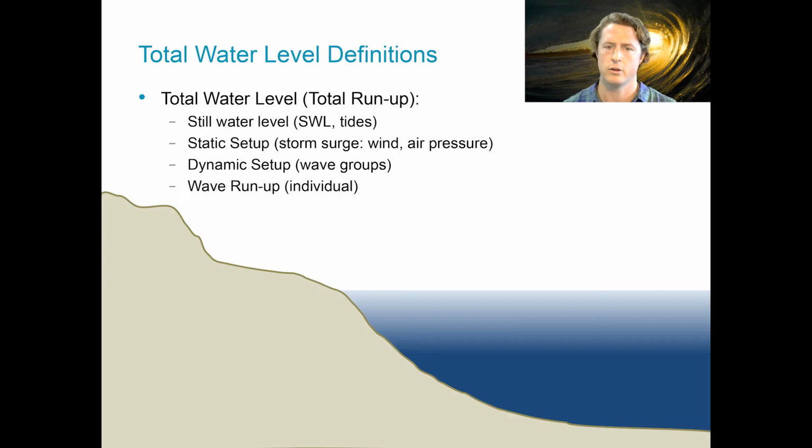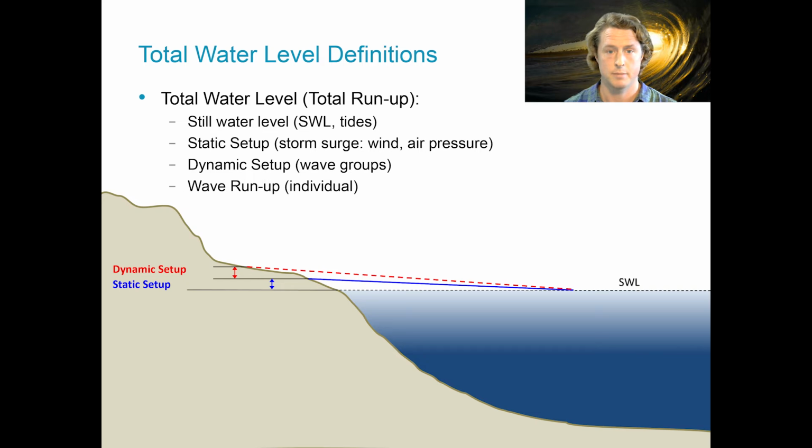Let's first start by reviewing coastal water level definitions. The total water level, or total wave run-up, on a coastal shoreline is the sum of multiple components: the still water level, including astronomic tides, the static setup caused by storm surge, including atmospheric pressure and wind setup, the dynamic setup from wave groups that meet the shore, and finally, run-up from individual waves.